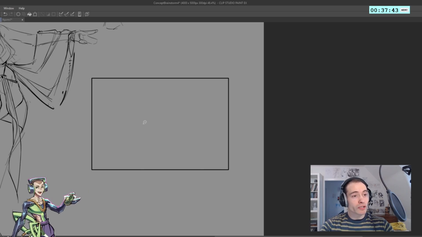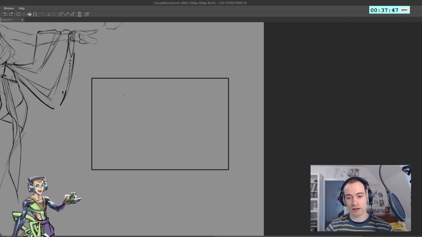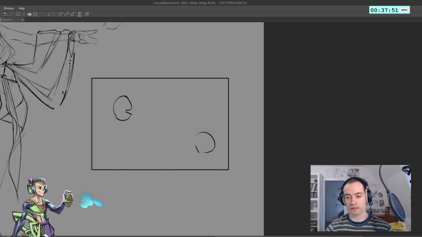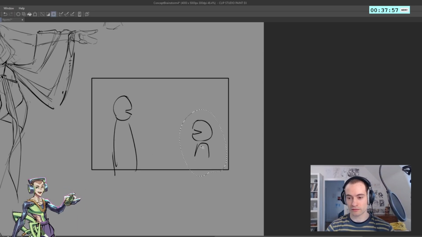Ratios. Think about ratios when setting up your compositions because they really impact how a composition feels.